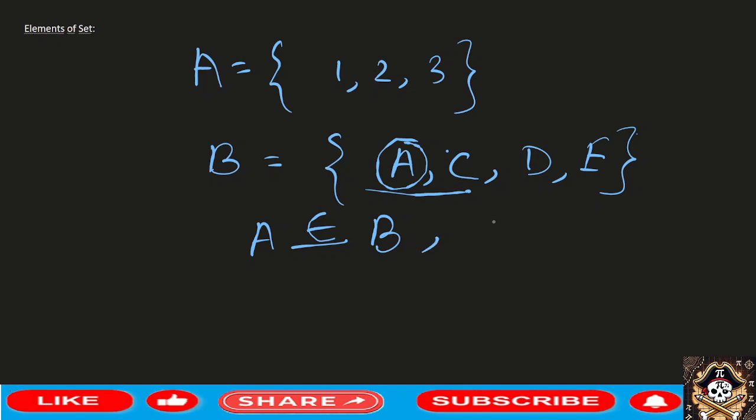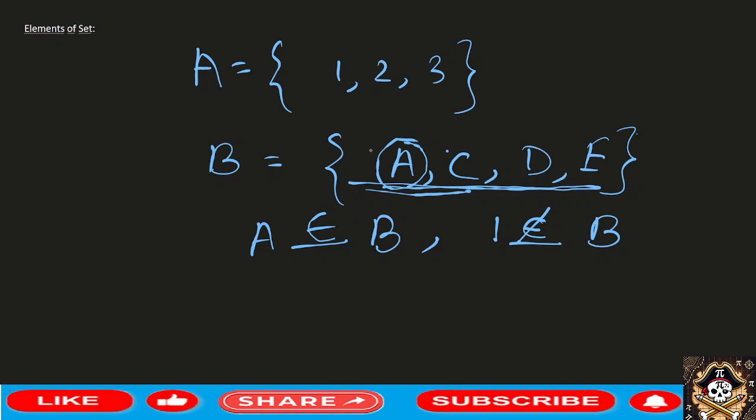Now the trick is, does 1 belong to B? You can say that 1 belongs to A and A belongs to B, therefore 1 belongs to B. But this will be wrong, because if 1 has to be a member of B, then 1 should be present in the set here, not in an element of an element of the set. 1 is not here. We cannot find 1 here. Therefore, 1 is not a member of B. Now, that was the trick.